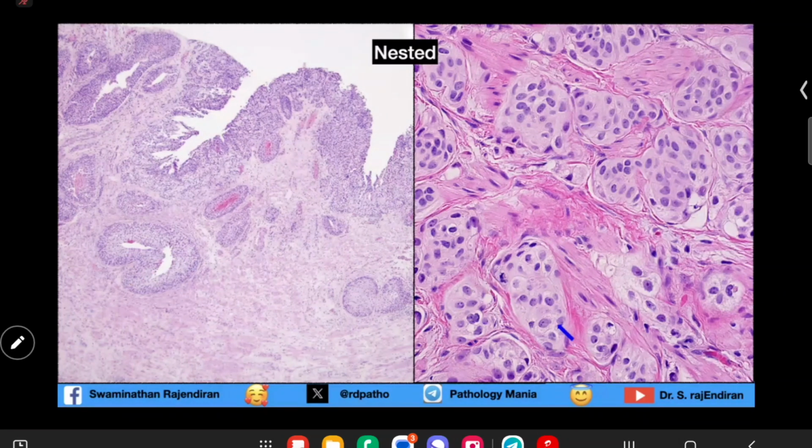And if you go to the high power, they may look like a bland, very benign urothelial cells. And they are all arranged in a nested pattern. Sometimes they may resemble paraganglioma. But when you do markers, the neuroendocrine markers will be negative. And this nested carcinoma, even though they look very bland, because of the deep infiltration, they behave very badly. It's one of the poor prognostic types.